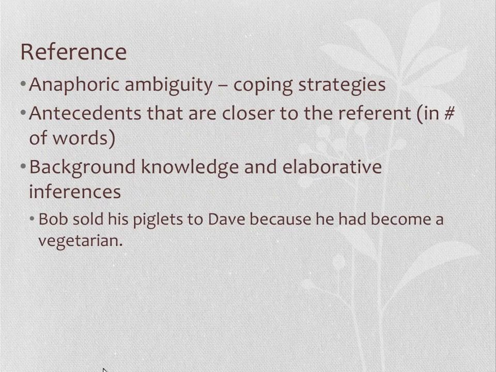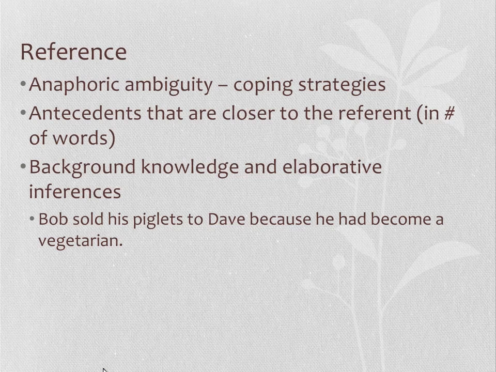We'll also use antecedents that are closer to the reference, like in the number of words, so we pick the closest noun. But the most common thing other than causality is the sort of background knowledge. So Bob sold his piglets to Dave because he had become a veterinarian. I'm sorry, that doesn't make any sense. Vegetarian. I can't even read my own slides.